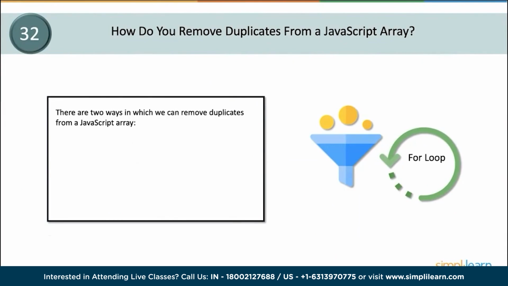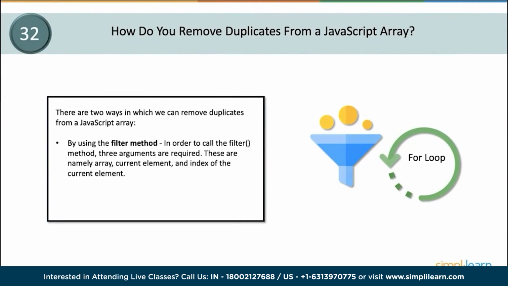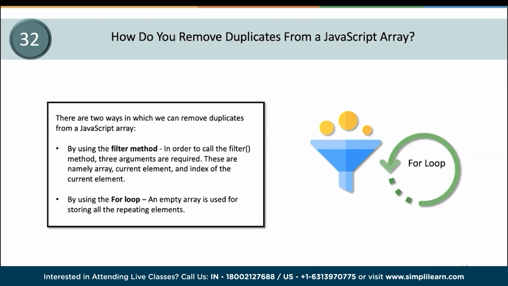So you basically need to use the standard filter method. Okay, this is basically responsible for helping you analyze whether we have some duplicates available or not. So we'll be using the filter method. These take the array, the current element and the index of the current element. And by using the for loop, an empty array is used for storing all the repeated elements. Okay, so these are known as a typical JavaScript discussion which has taken place.